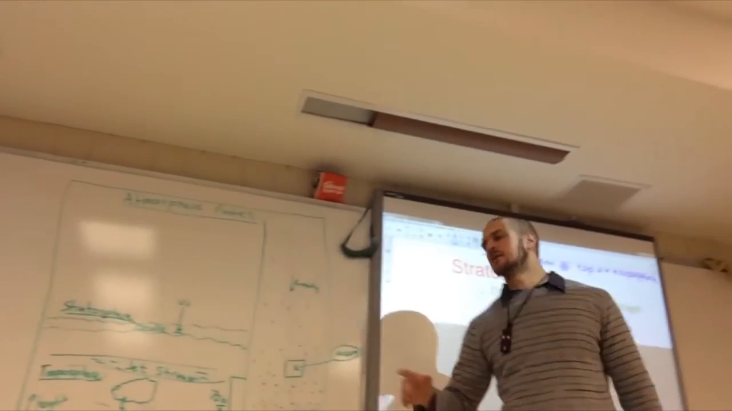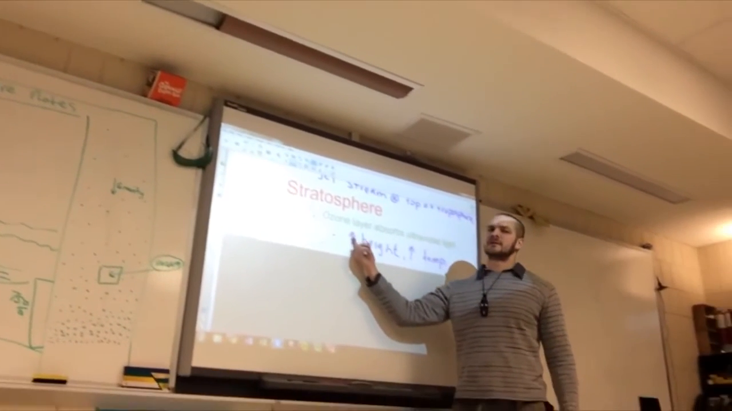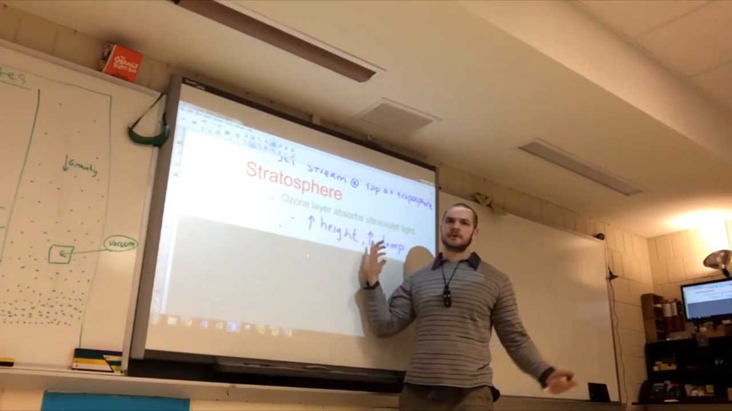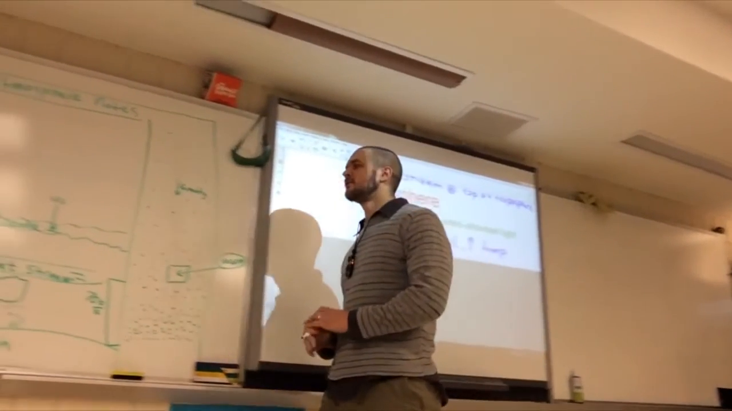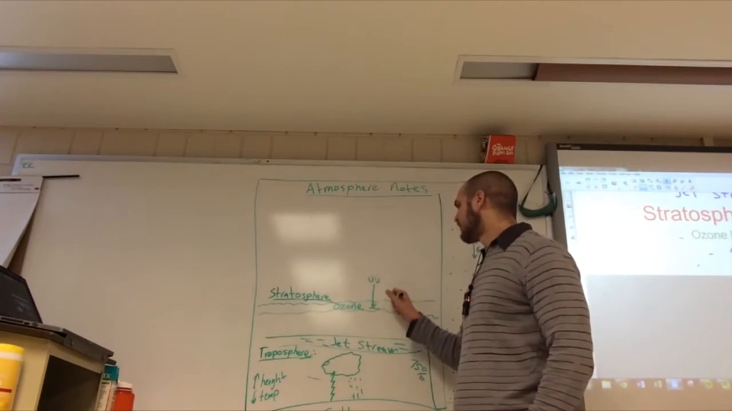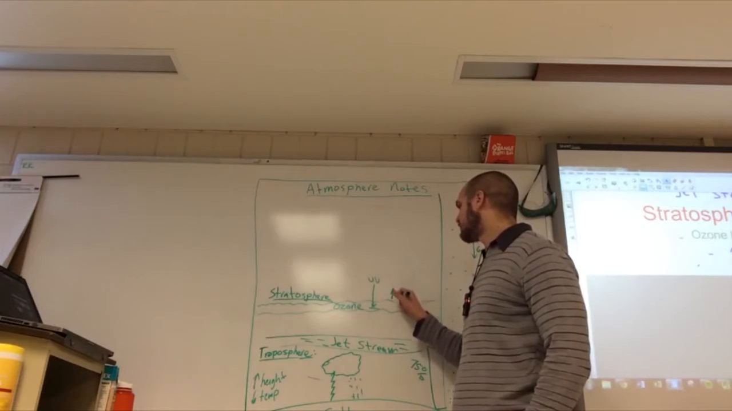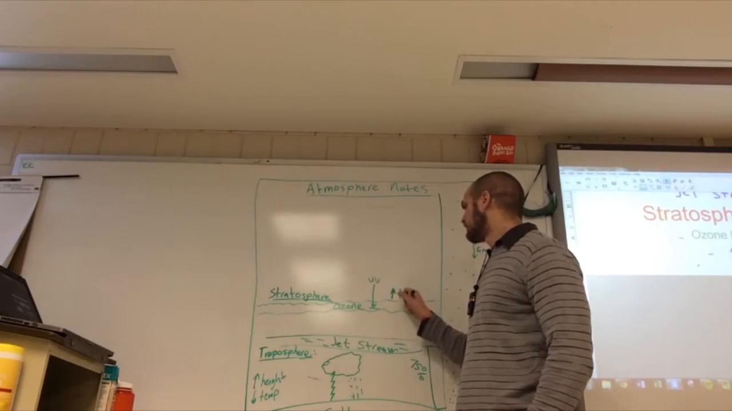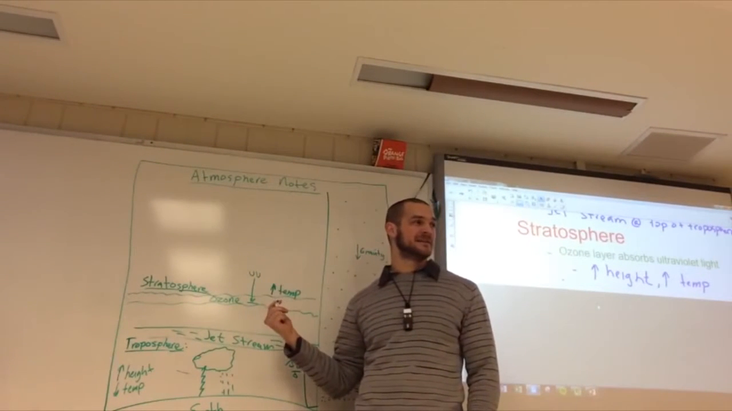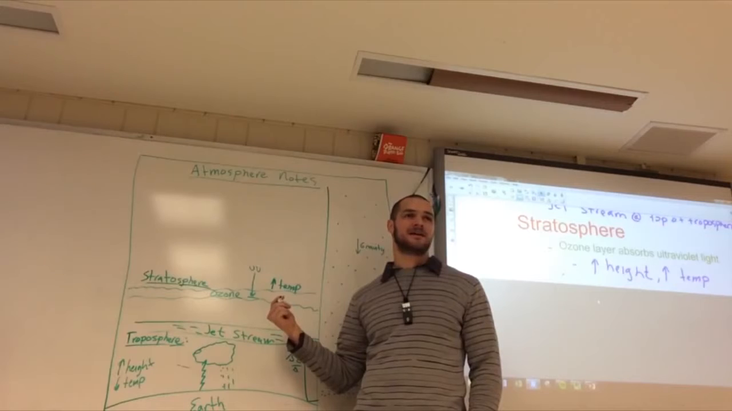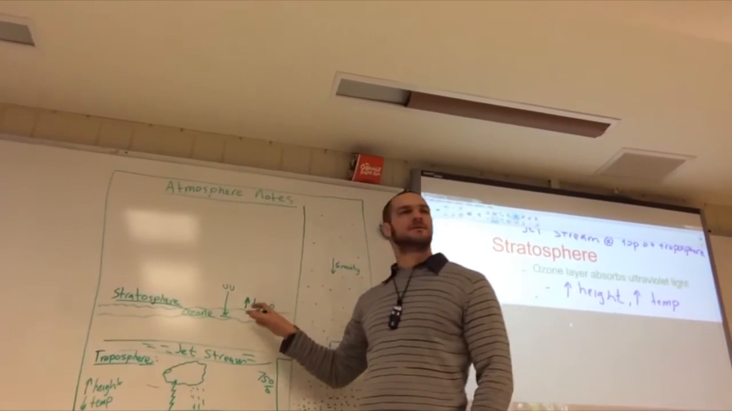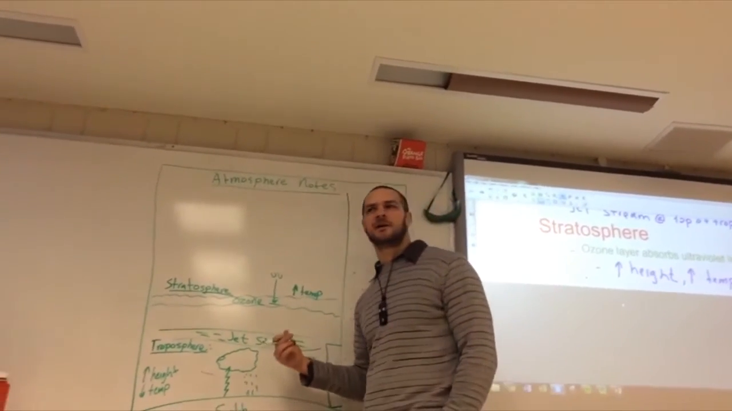Now in this case, unlike the troposphere, as we increase in height, what happens to the temperature? It goes up. So in this case, maybe over here by the ozone layer, I want to put up temp. Do you think the absorbing UV light and the increased temperature are connected? They are. Yeah. If you are filtering out all this energetic light, you are going to increase in temperature too. And that's why the stratosphere gets warmer.